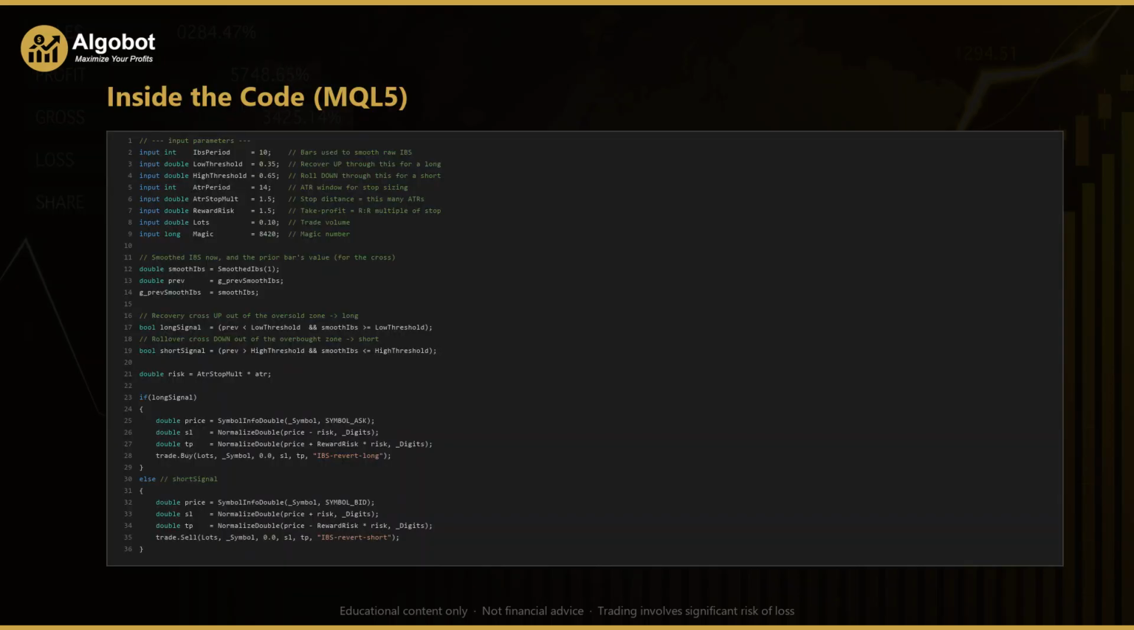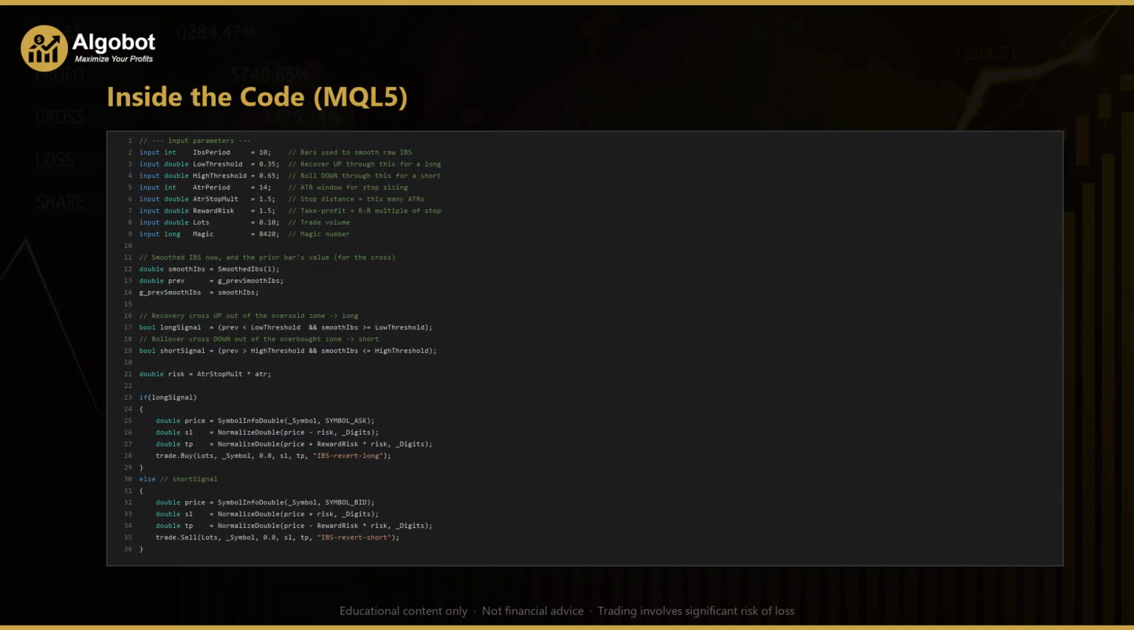Let's read the actual MetaTrader code on screen, just as you'd see it in MetaEditor. At the top are the input parameters. IbsPeriod sets how many bars are averaged into the oscillator, 10 by default. Low threshold and high threshold, at 0.35 and 0.65, define the two zones the oscillator must cross back out of. ATR period and AtrStopMult govern the volatility-based stop. RewardRisk sets the profit target as a multiple of that stop, and lots and magic define the trade size and identifier.